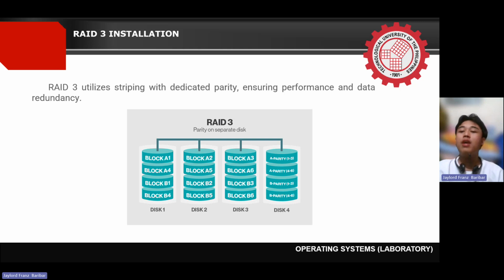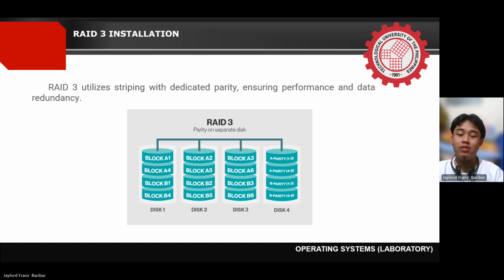Now, for the third common RAID level, we have RAID 3. RAID 3 is all about combining striping with dedicated parity to give you both performance and data redundancy. Here's how it works. Just like RAID 0, it spreads your data across multiple disks to speed things up, but it also adds a twist by using a dedicated disk to store parity information, which helps in recovering data if one of the disks fails. So with RAID 3, you get the best of both worlds: faster performance and peace of mind knowing that your data is safe.